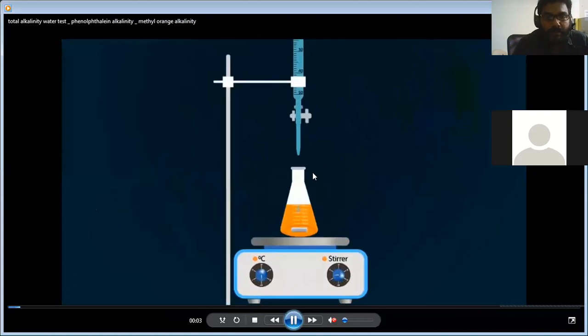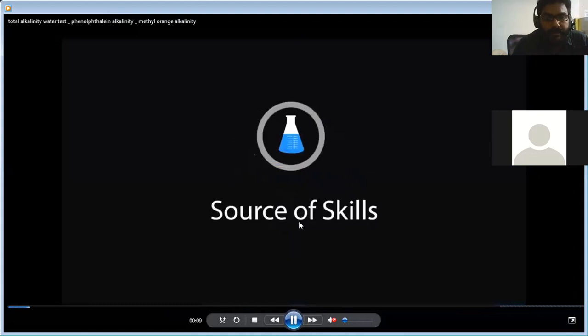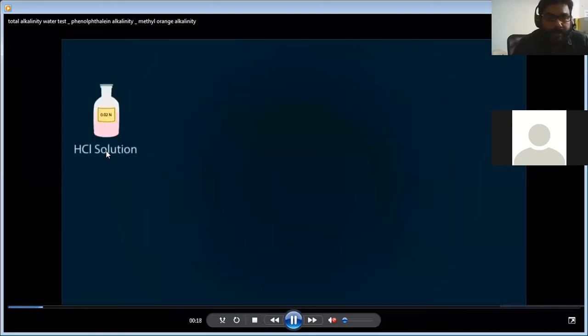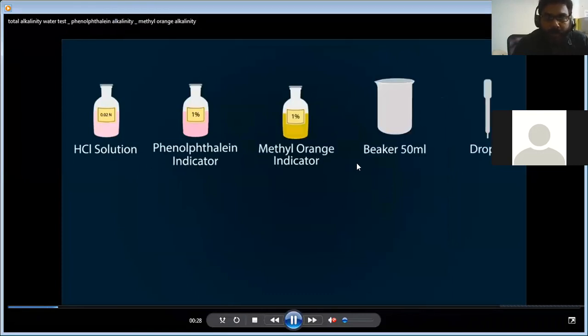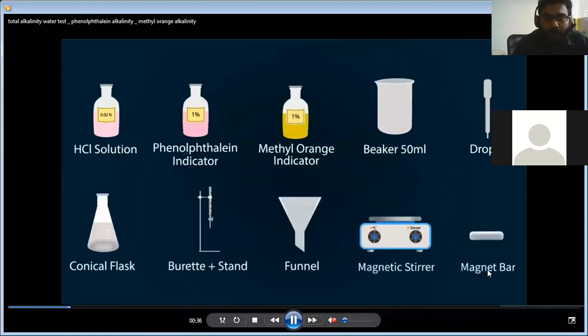Yes, we know this is the conical flask. This is a burette. We are finding out the alkalinity. The requirements, apparatus and solutions for alkalinity: HCl of 0.02 normality, phenolphthalein indicator 1%, methyl orange 1%, a 50 ml beaker, a dropper, the conical flask, the burette and stand, a pipette, the magnetic stirrer, and the magnetic bar.